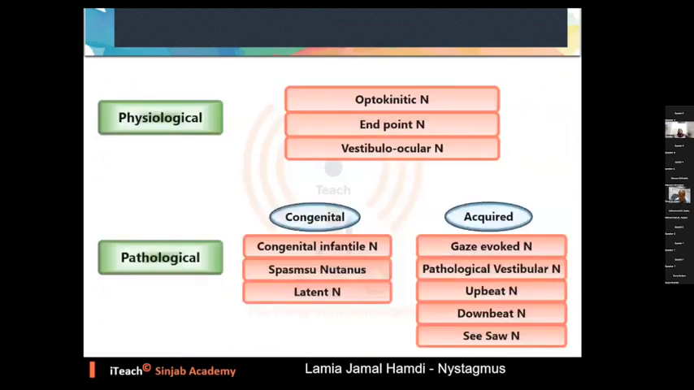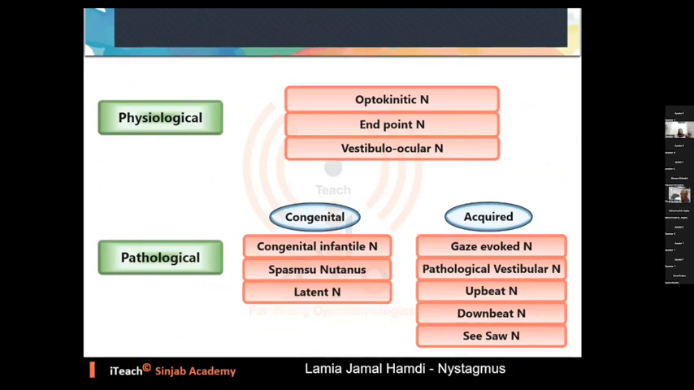Physiological type, either optokinetic nystagmus or endpoint of vestibulo-ocular nystagmus. Pathological can be congenital infantile nystagmus, spasmus nutans, or latent nystagmus. About acquired, there are many types of acquired nystagmus. I only choose these types to describe them with videos.